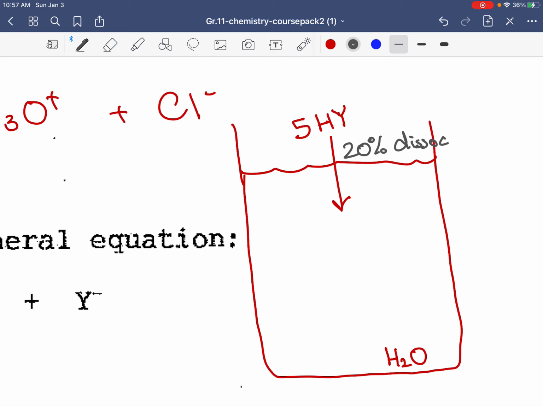So if this guy has a 20% dissociation, what are you going to see in this beaker of solution? Well, there's 5 of these things, right? If only 20% of the 5 gets dissociated, that's pretty weak because you're just going to have 1 of these. I hope my math is right. Which means, what about the other 4? The other 4 will still be married together.